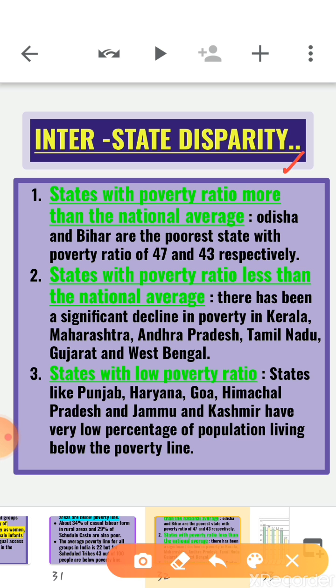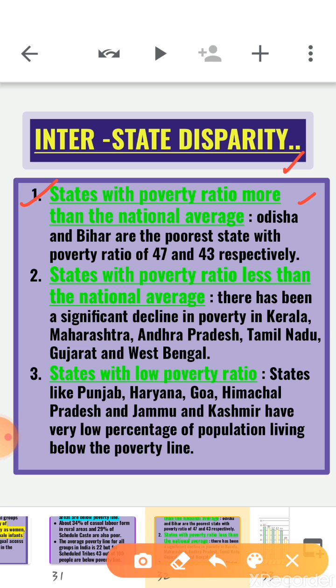Although state-level poverty has witnessed a secular decline from the levels of the early 70s, the success rate of reducing poverty varies from state to state. Now, the first one is the states with poverty ratio more than the national average.